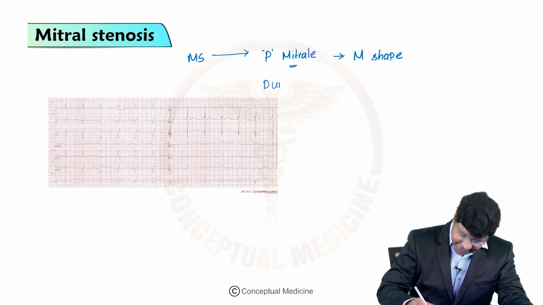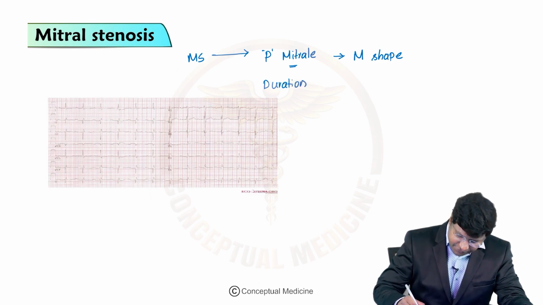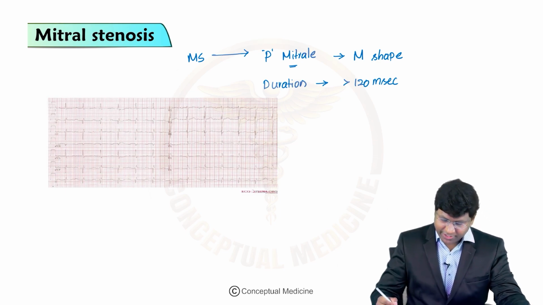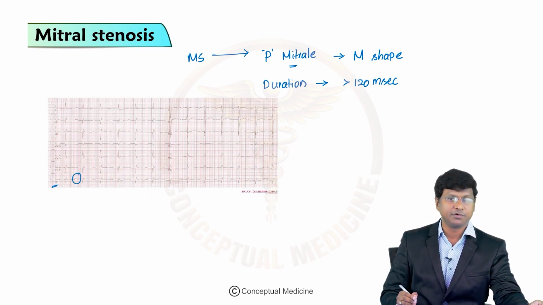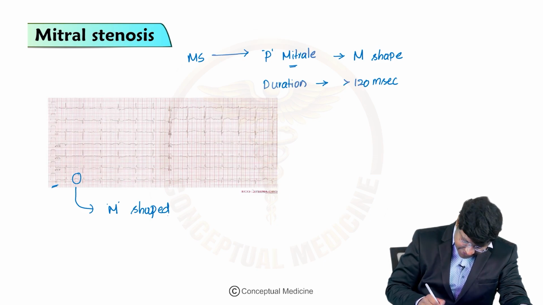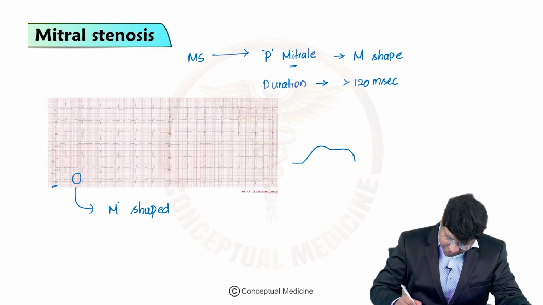Okay, next, if you take the duration of the P wave, it will be more than 120 milliseconds. Right, it will be more than 120 milliseconds. So that will be the duration of the P wave. So you can make out here, this is lead 2, which is considered as a rhythm strip, right? So this is the P wave and it is of M shape. Okay, so this is how the P wave will be.